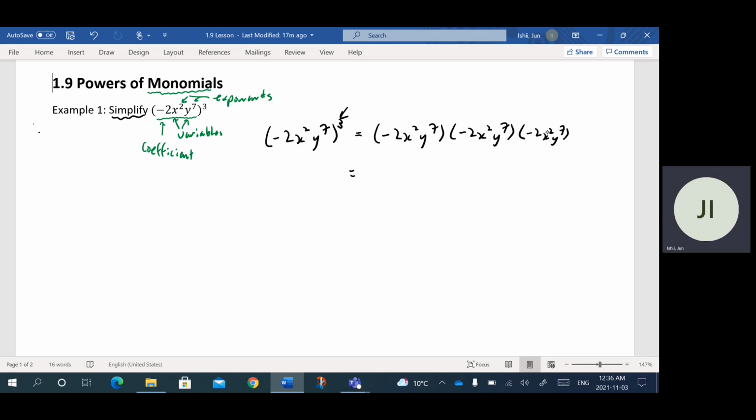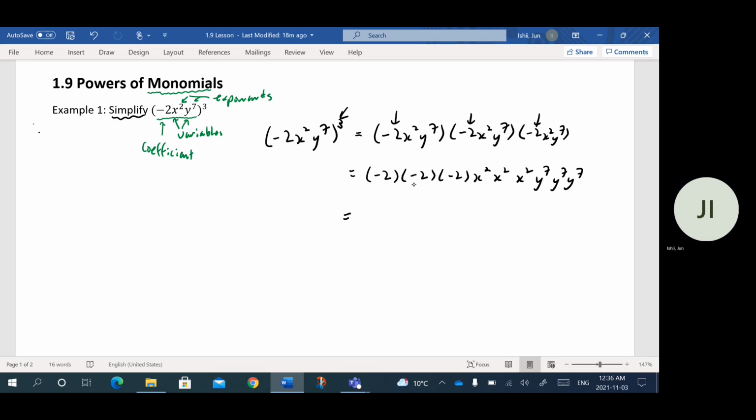And when it comes to multiplication, we can reorder the order of multiplication. So I can write this as negative 2 times negative 2 times negative 2, since there are 3 of them, times x squared times x squared times x squared times y to the 7th, y to the 7th, y to the 7th. Negative 2 times negative 2 is positive 4, times negative 2 is negative 8. So I combined these 3 and got negative 8.